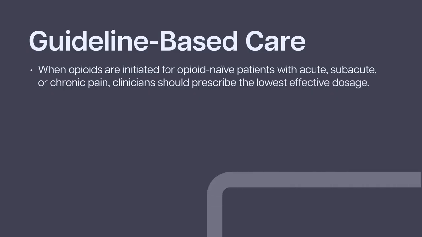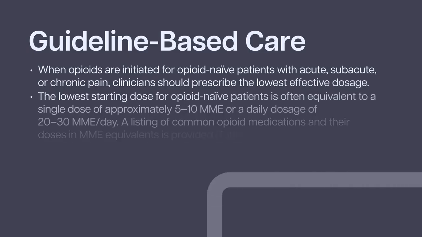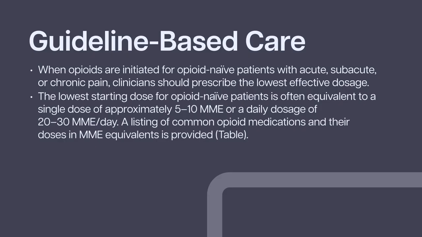For opioid-naive patients in acute pain, prescribe the lowest effective dose. The lowest starting dose for opioid-naive patients is often equivalent to a single dose of approximately 5 to 10 morphine milligram equivalents, or a daily dosage of 20 to 30 morphine milligram equivalents. A listing of common opioid medications and their doses in morphine milligram equivalents is provided here. And morphine milligram equivalents moving forward will sometimes be shortened to MME.